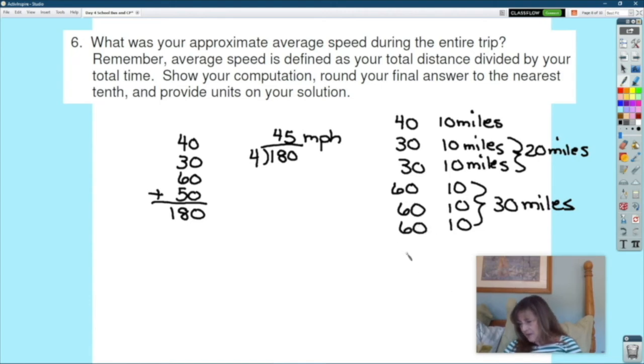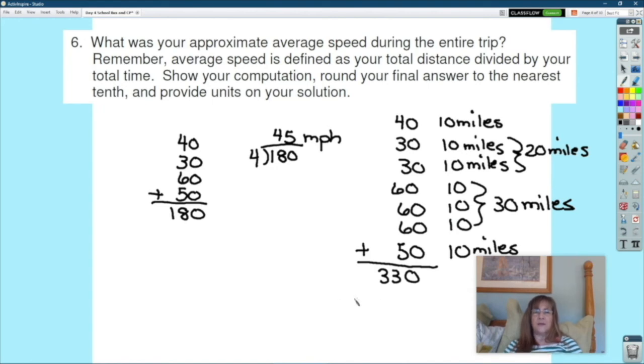And then the last rate of speed was 50 miles per hour, but only for 10 miles. So this is what we have to add up. We have to break this up. So when I add this up, I get a total of 330 for miles per hour. Obviously, that's not the answer, but I'm finding the average. So there's 1, 2, 3, 4, 5, 6, 7 of these segments, breaking it up by 10 miles. So I'm going to do 330 divided by 7 to find my average.